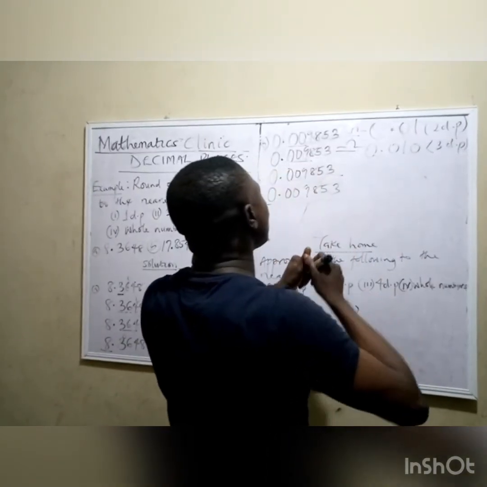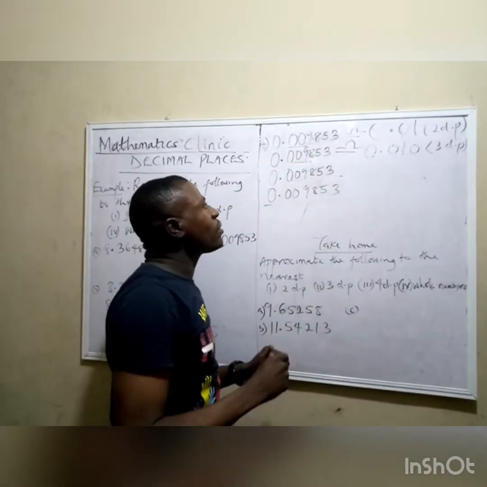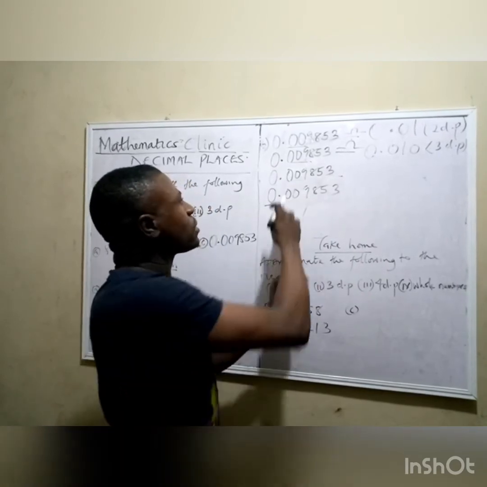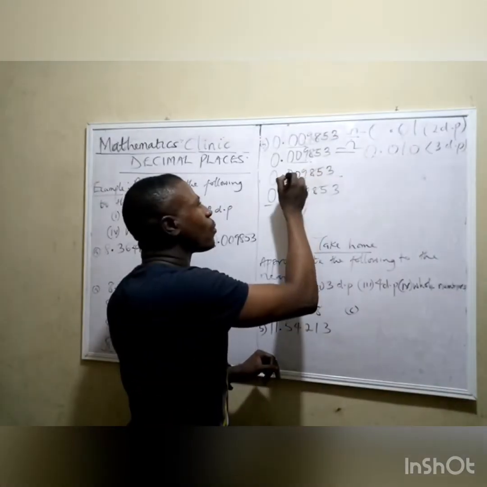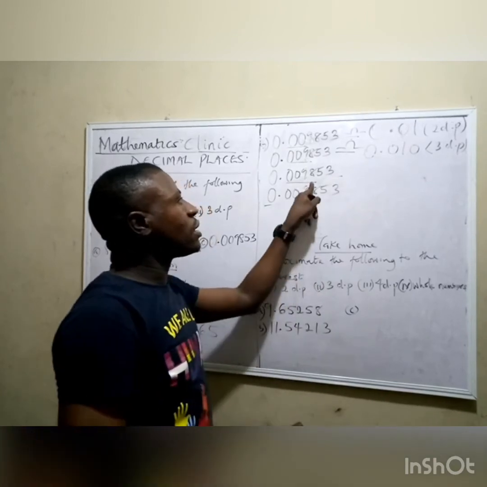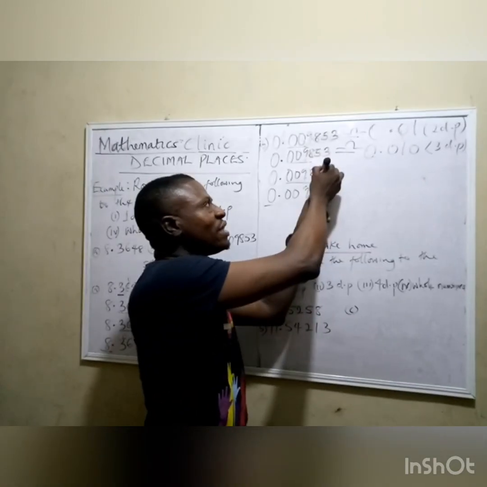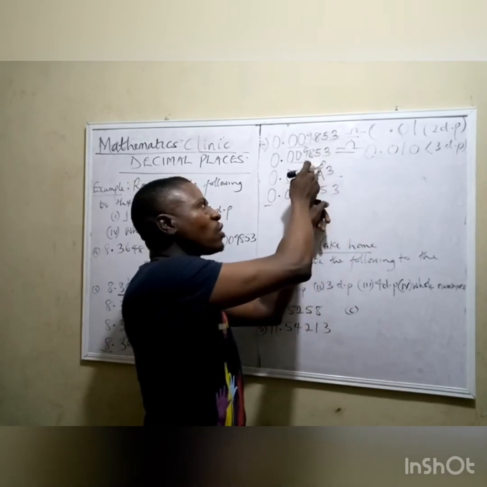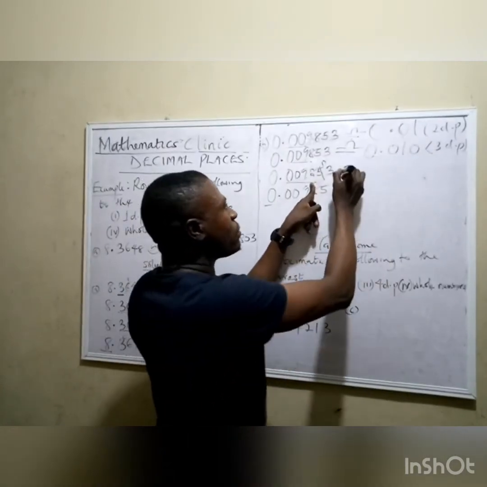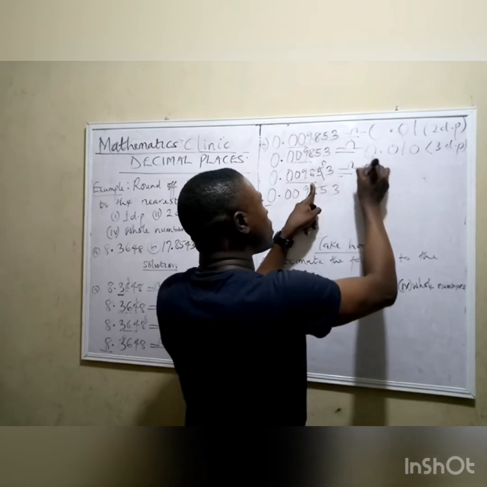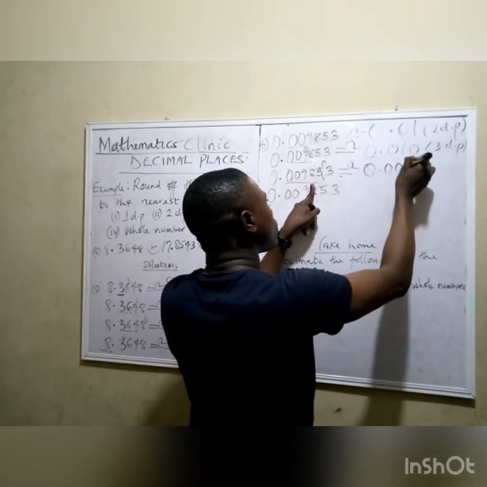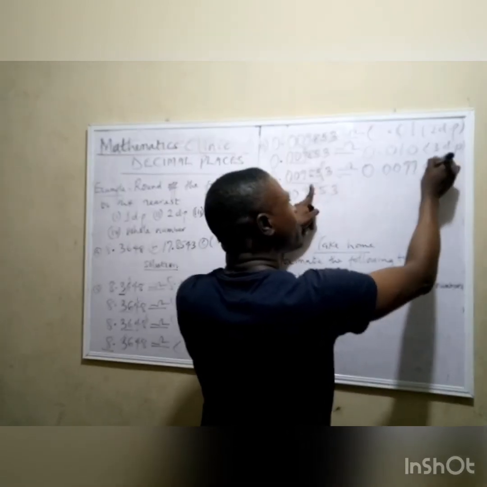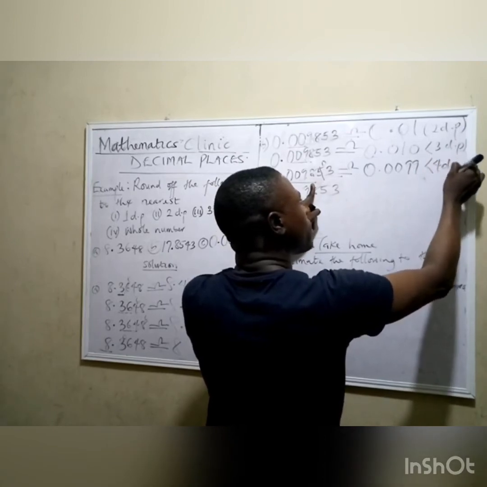Are you getting it? Now, 4 decimal places: 1, 2, 3, 4. Consider the fifth digit, which is 5. It's a round up number. Turn it to 0 and add one to the previous place to give us 9, which is approximately equal to 0.0099. That's 4 decimal places.